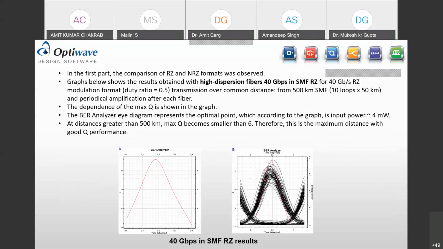Now in the first part, this will compare the result of RZ and NRZ. So here we are simulating first of all using the RZ scheme. In that case, a particular duty ratio has been set up and the distance including loops is 500 kilometers. So let us jump to the software, then I will get back to this PPT.